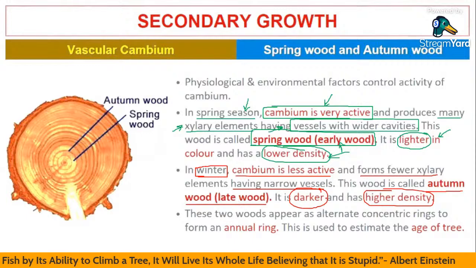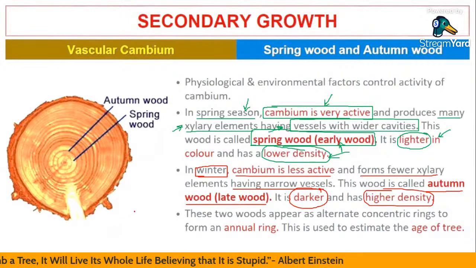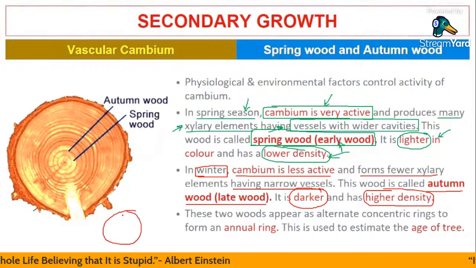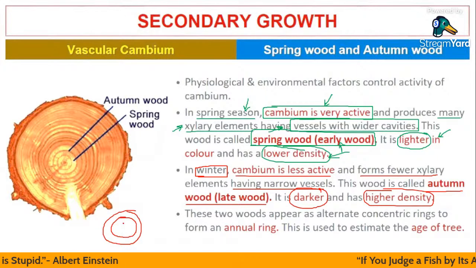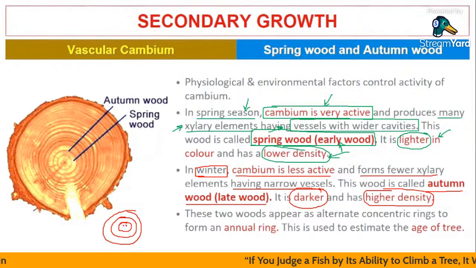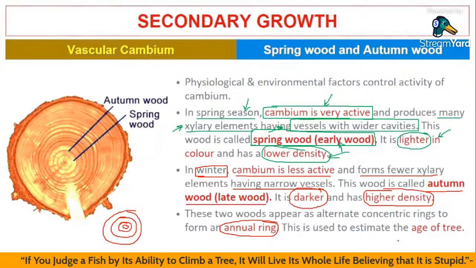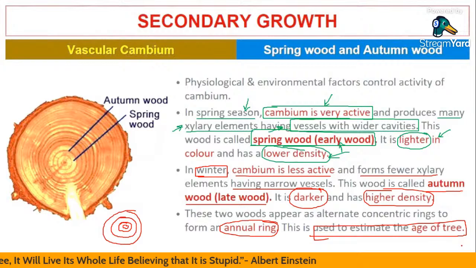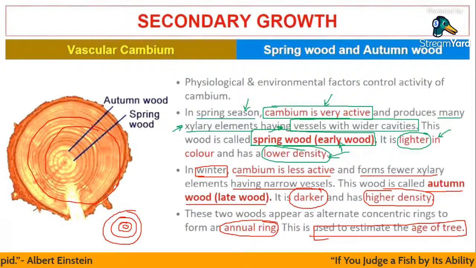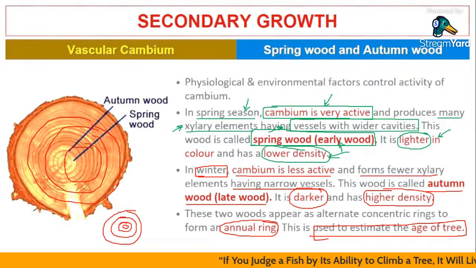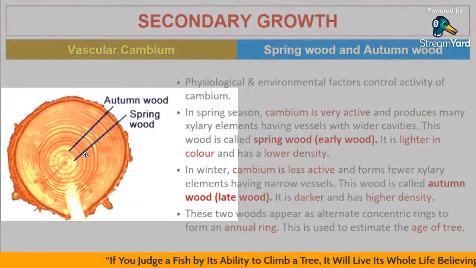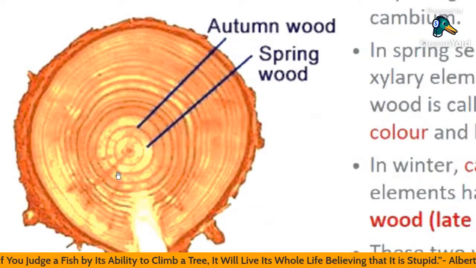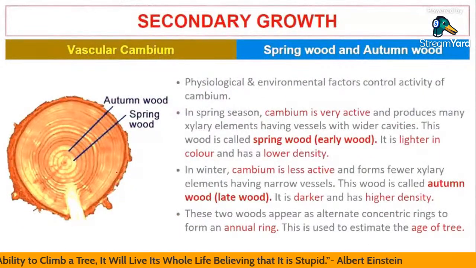So these two woods appear as alternate concentric rings, that is one, then towards the inner part another one, then inside that another one, just inside that another one. So that is actually in a concentric manner, it will get arranged to form an annual ring, and by counting the number of annual rings you can estimate the age of a tree. Counting the number of these rings, you will be able to identify the age of a tree.